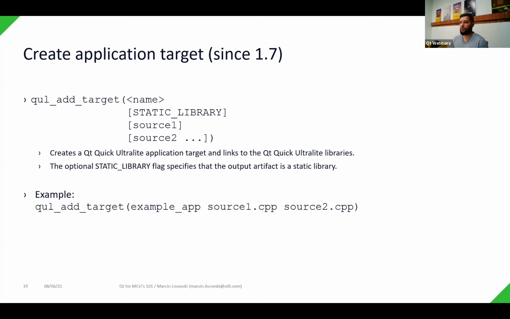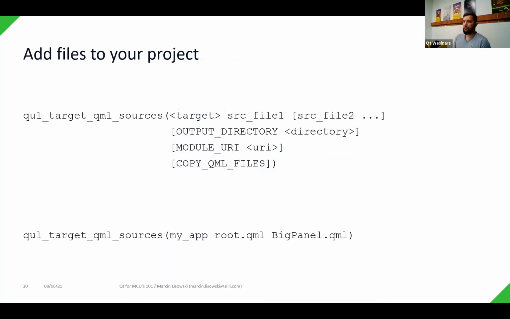Of course, there is also a list of sources that could be added to your application, and below that there is an example. So for the example app, you're providing some sources, source 1 and 2. To add the QML files to your project and connect them with your target, we were also using target QML sources for the target, and there is a list of the QML files.